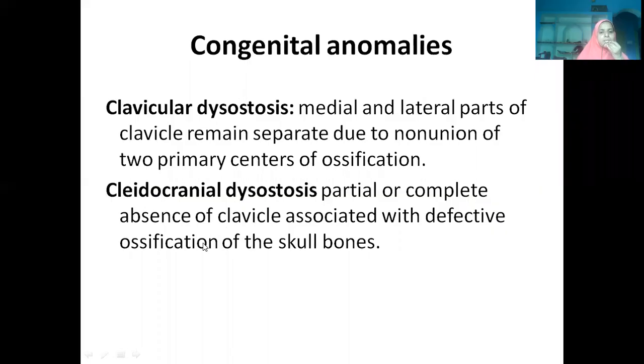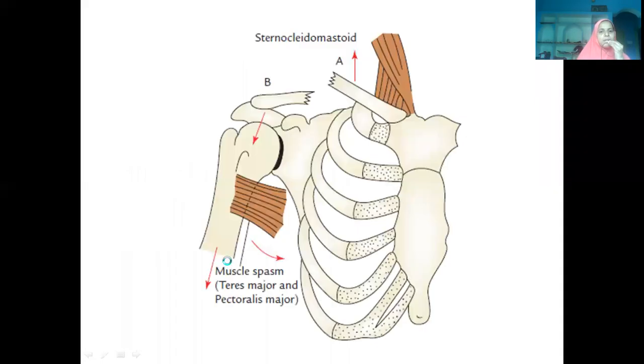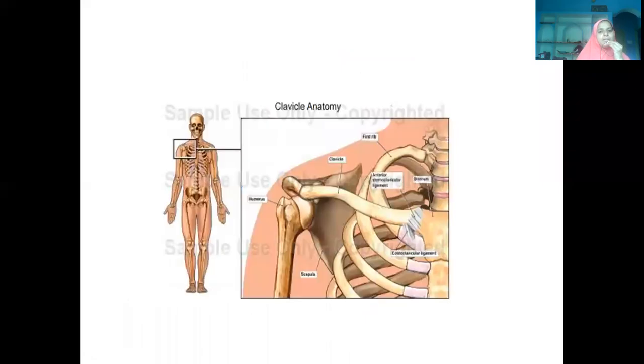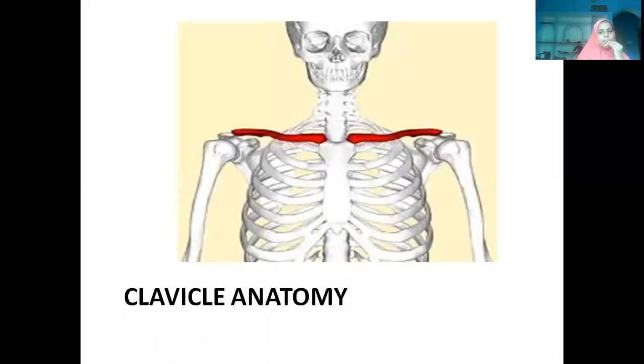Cleidocranial dysostosis is complete absence of the clavicle. That means both, I will show you, there is a picture. The right clavicle, the left clavicle is absent, and the person actually can bring the two shoulder tips in the midline. That condition is cleidocranial dysostosis. Okay, it may also be associated with defective ossification of skull bones. We will see these pictures. In the initial slides only I have kept these pictures.